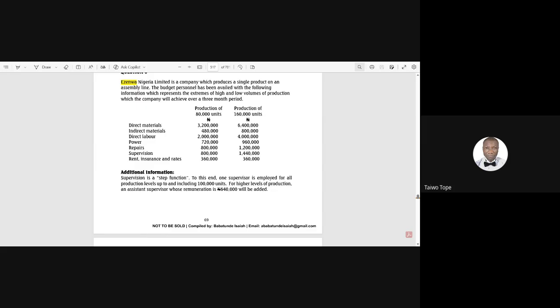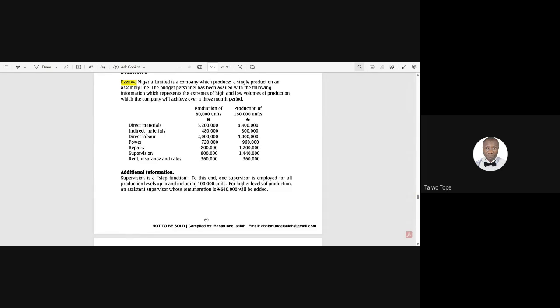For units above 100,000, we have what? An assistant supervisor. And the addition of that assistant supervisor will result into what? 640. So where you have units above 100,000, the existing fixed cost that you have will be 1,440,000, because 80,000 units is less than 100,000. So 1,440,000 plus 640 for any production that is above 100,000.